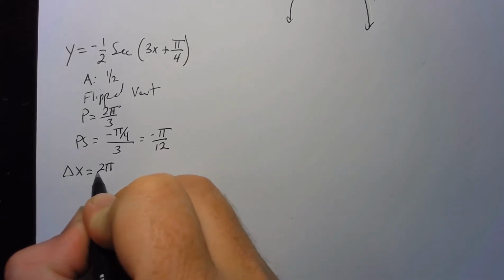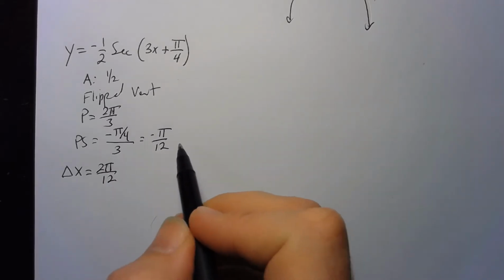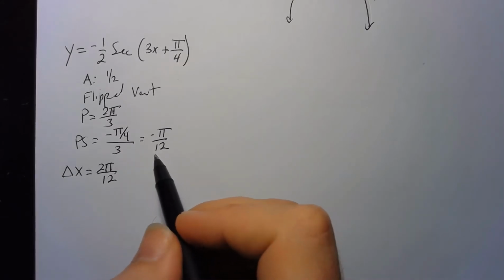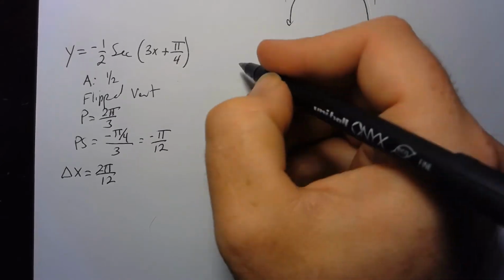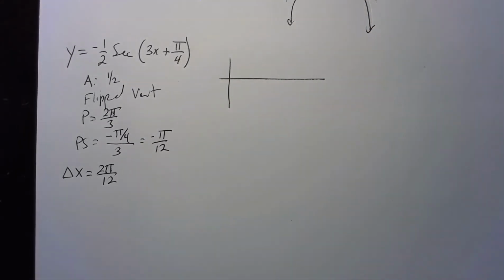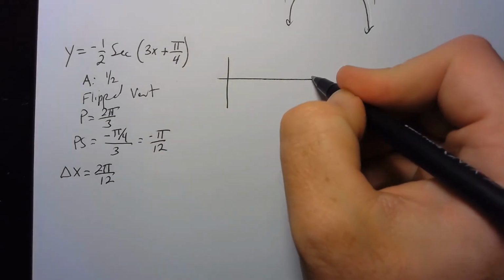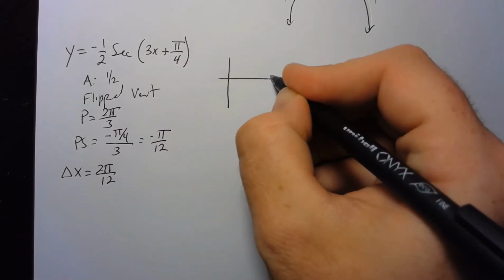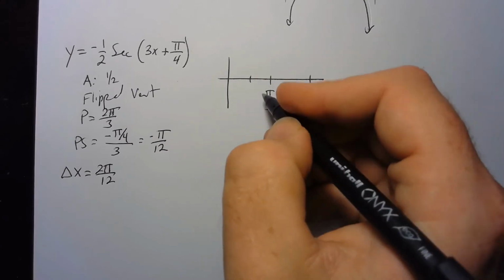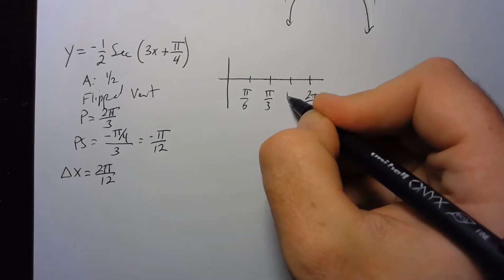Yes, that can be simplified to pi over 6, but I'm going to go ahead and leave it as 2 pi over 12 because remember, most of the steps that we take to graphing these functions is I'm going to find a common denominator between my phase shift and my delta x anyways. So the next detail that I'm going to do is draw a small sketch of the secant function. The secant function is the reciprocal of cosine, and I'm going to do it based on this period value. So 2 pi over 3, divide that by 2 is pi over 3, divide that by 2 is pi over 6, multiply that value by 3 is 3 pi over 6 or pi over 2.